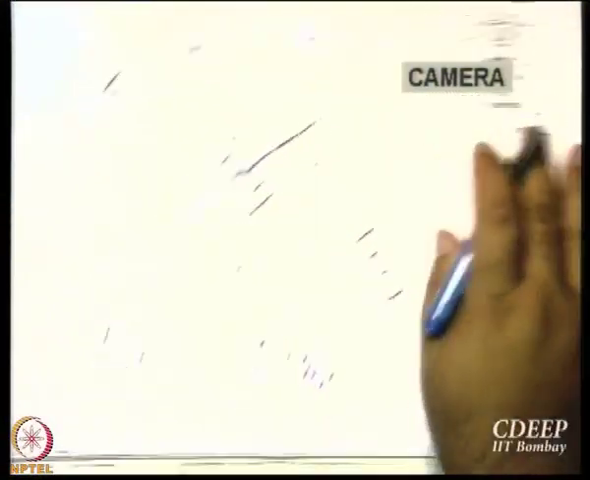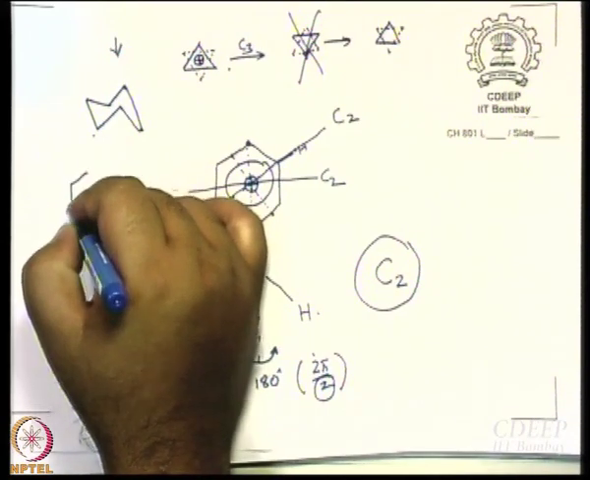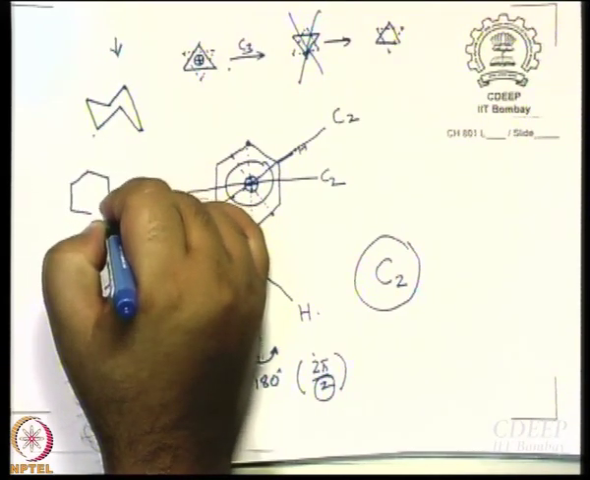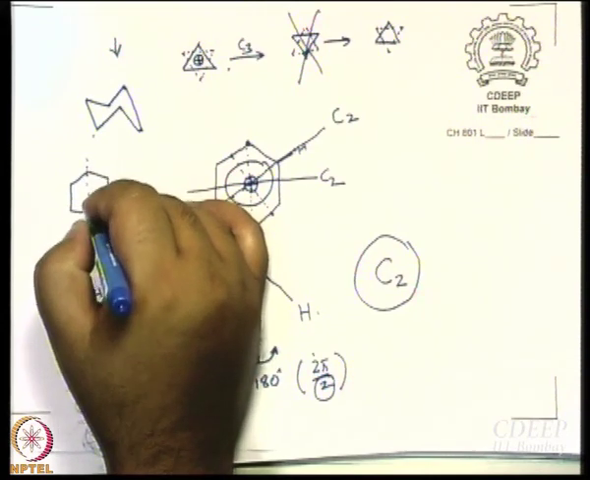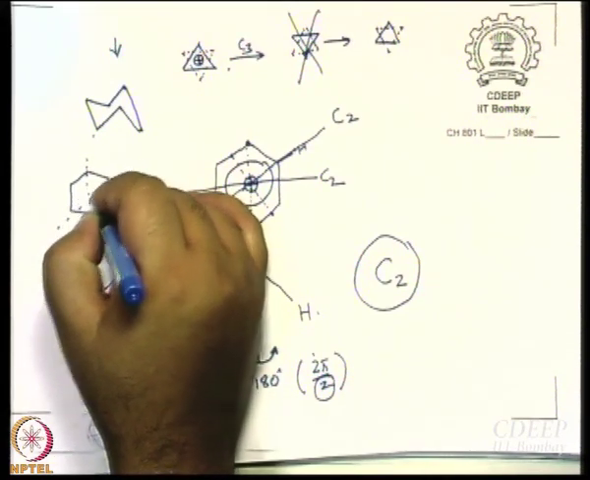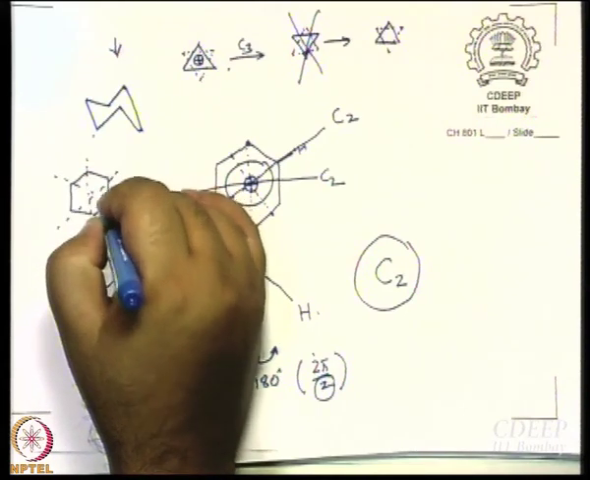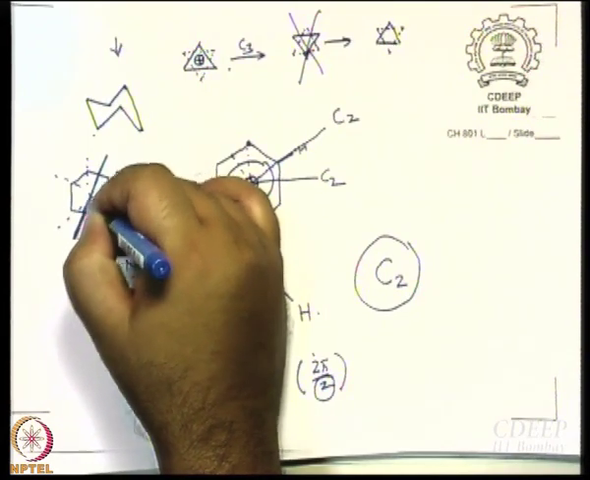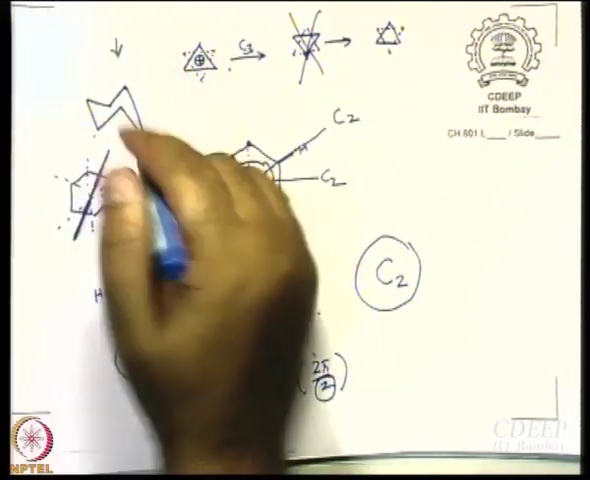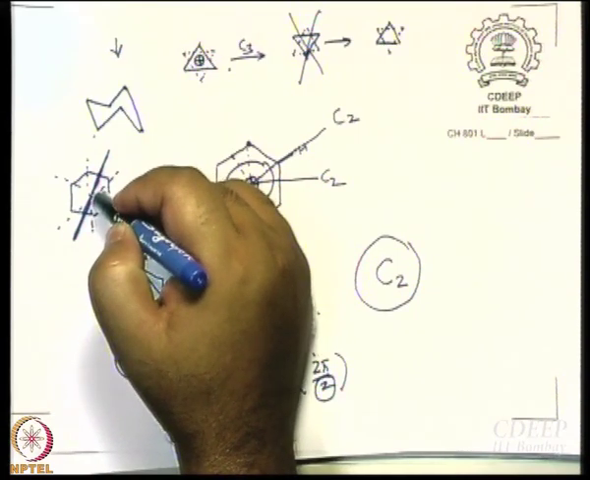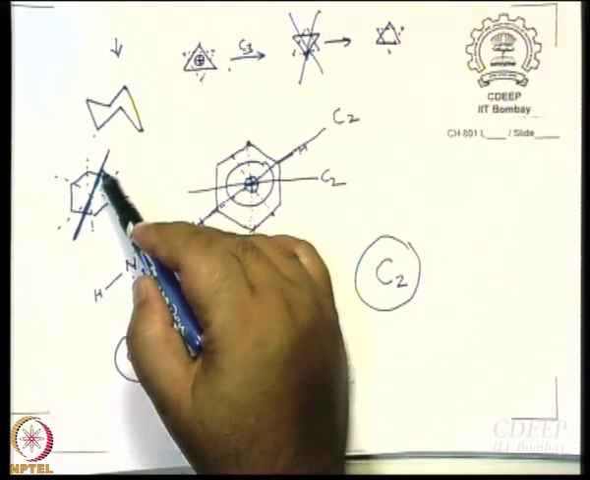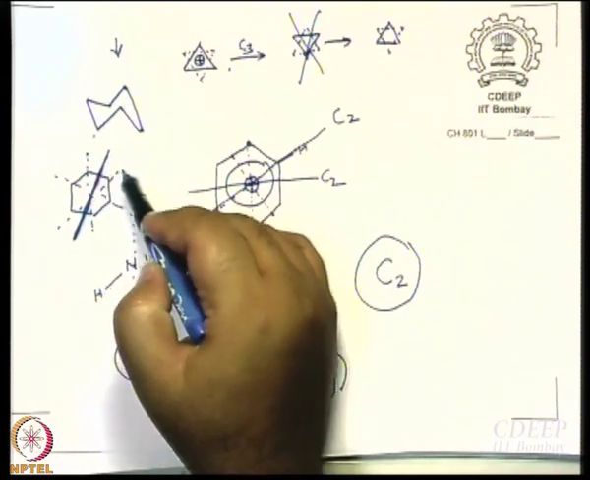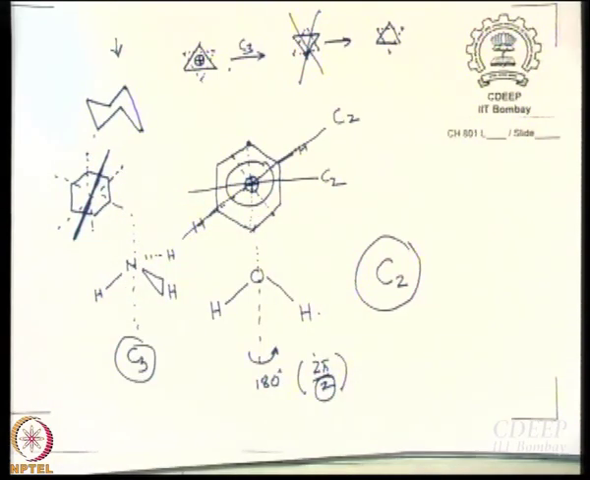So, let me just draw it afresh. This is one C2 axis, this is another C2 axis, this is the third C2 axis, right? Now think of this plane like this, perpendicular to the plane of the molecule. Doesn't this plane bisect the angle between this C2 axis and this C2 axis? It does, right? So in this case it is called a dihedral plane. Okay.